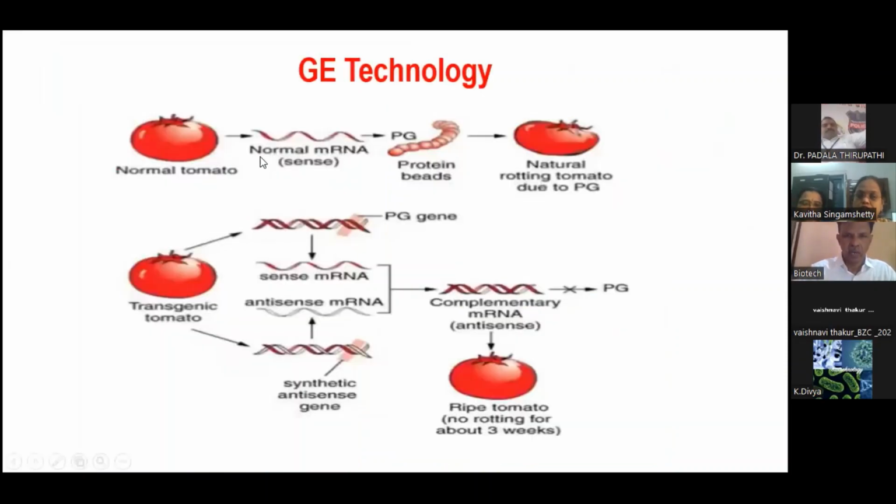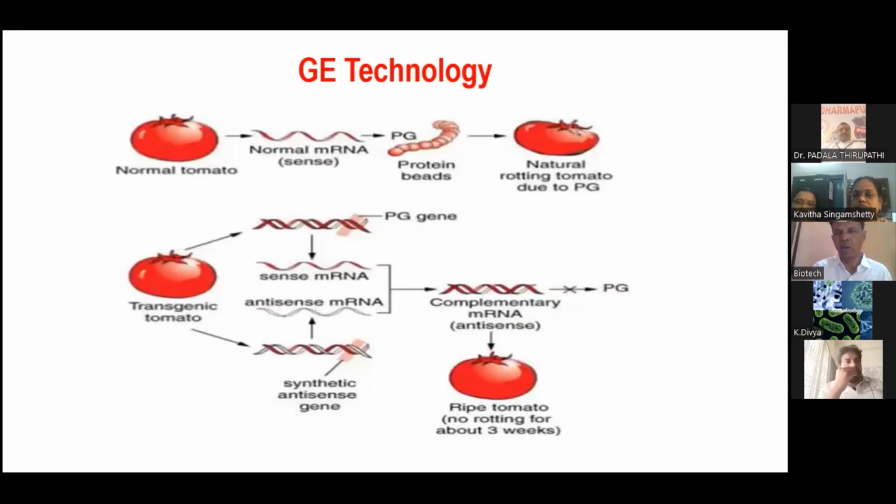Once this tomato fruit starts to produce this normal mRNA, they immediately introduced antisense RNA. So antisense RNA goes and binds with the normal sense RNA. As a result, it will not produce protein at all. It will not produce the enzyme at all. So they're actually blocking the enzyme. Once the PG enzyme is blocked, naturally the degradation of the skin of the tomato will not be there. It will take some more time.